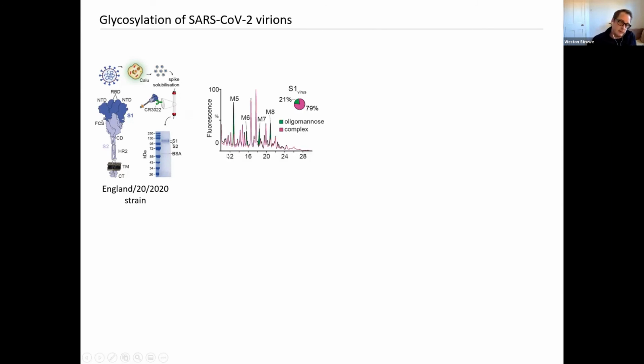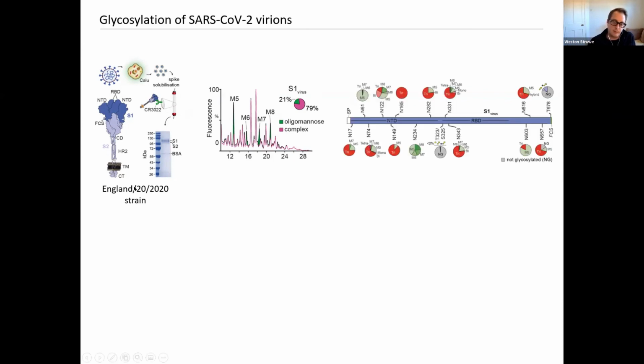And then we profiled the glycans by HPLC, and we could see that we had 79% of the triple complex. And the green represents the orthogonal glycans. And this is significantly more processing than we see with HIV, for example.